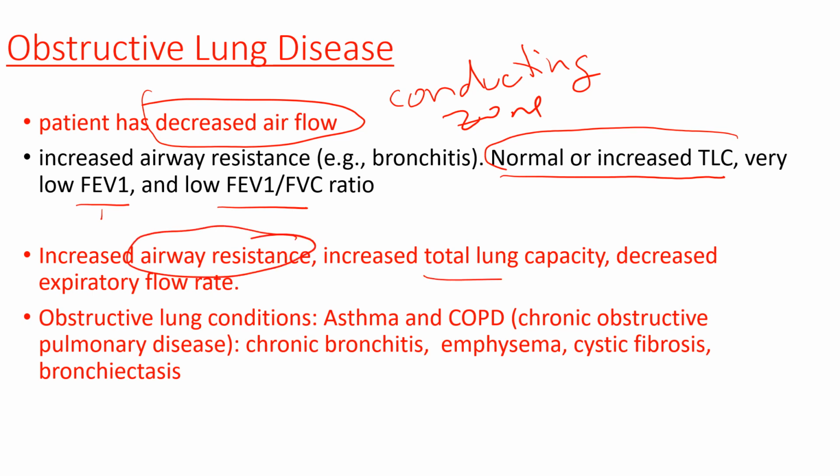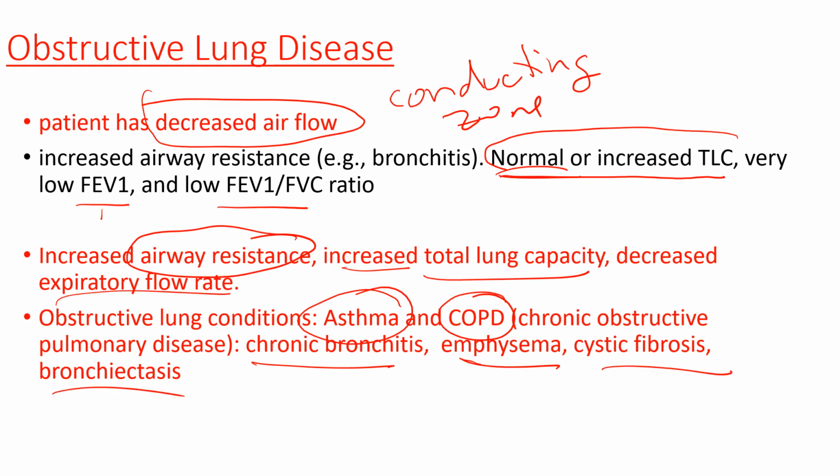The total lung capacity is typically increased or normal. Okay, nothing wrong with it. It may be increased if there is a problem with elasticity. And then we have a decreased respiratory flow rate because we have an obstruction. Examples: asthma, COPD will do it. Chronic bronchitis, emphysema, cystic fibrosis, bronchiectasis are conditions of obstructive lung disease.